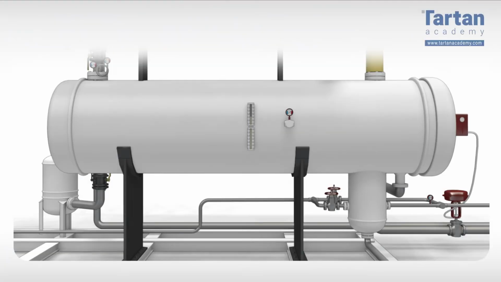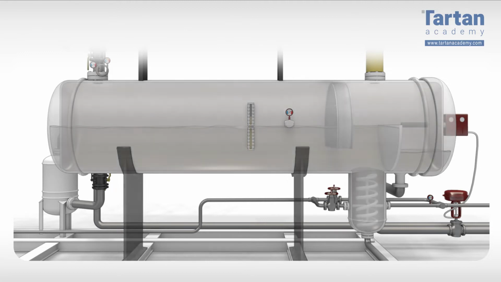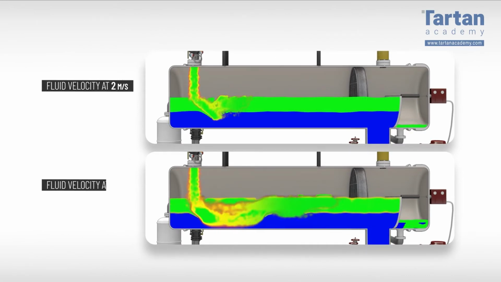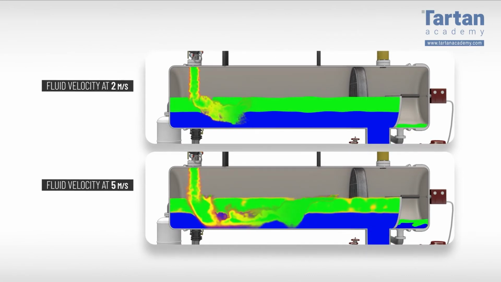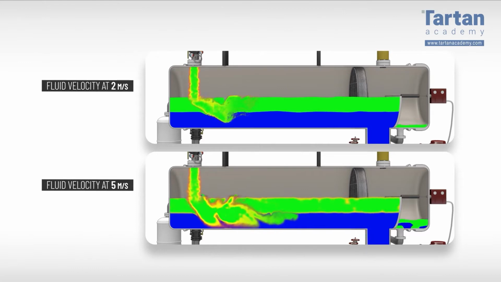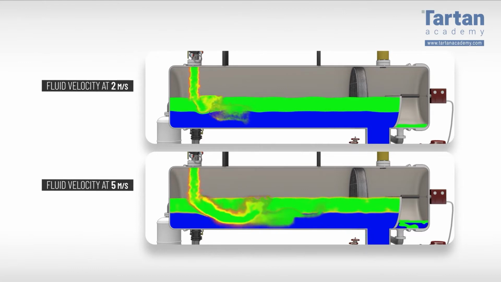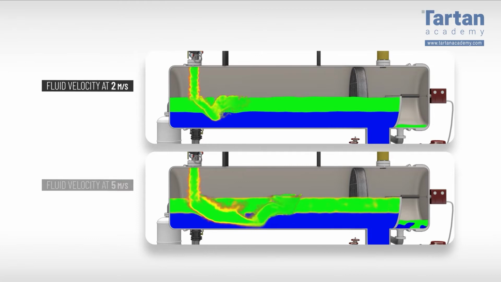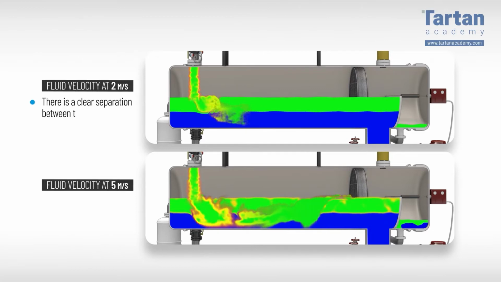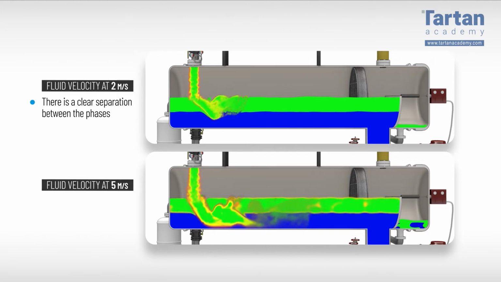The following is a computational fluid dynamic, or CFD, graphic of a low temperature separator that shows a difference between fluid velocity at 2 meters per second and 5 meters per second. As you can see between the two graphics, at a lower velocity, there is a clear separation between the phases by the time it reaches the weir. Whereas with a higher velocity, there is still mixing in the liquid phase.